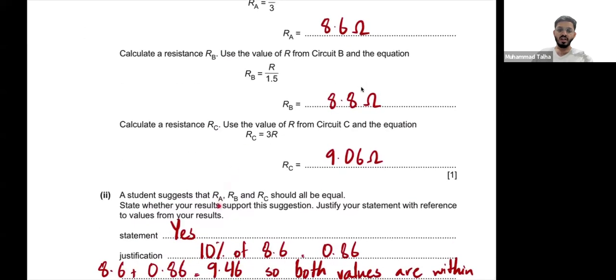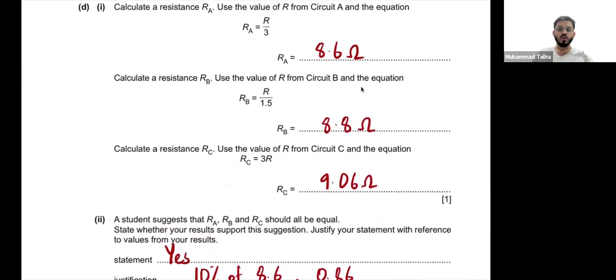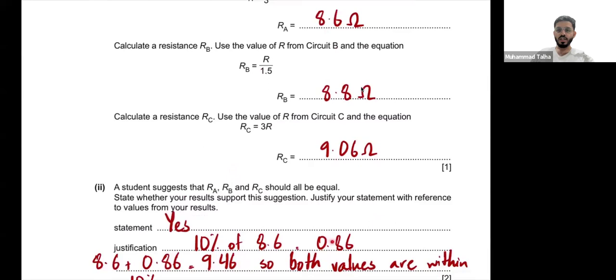A student suggests that RA, RB, and RC are equal. State whether your results support the suggestion. Justify your statement with reference to values from your results. You know that how we justify whether values are equal or not is by saying whether these values fall within 10% of each other or not. So what I've done is I take the smallest value, 8.6, and I take 10% of this, which is 0.86.